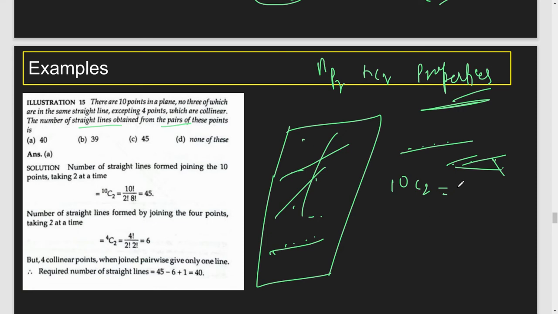Now, the thing is that these four points are collinear. That means out of these four points, you do not get a different line for each pair, because obviously they are all on the same line. So we need the number of straight lines formed by joining 4 points taking two at a time.